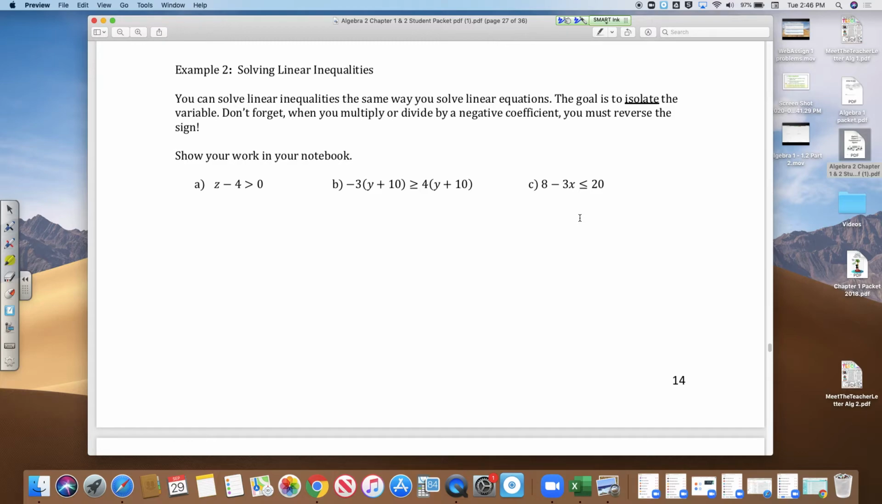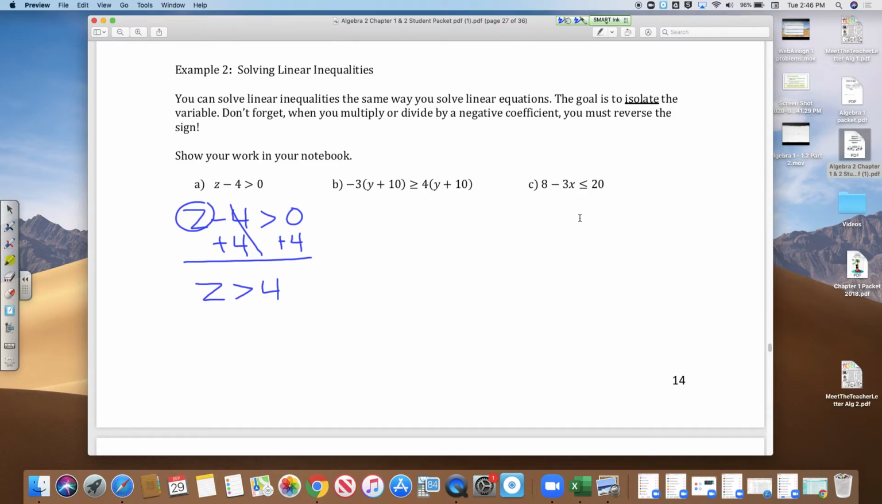So the first one, I'm just rewriting it, z minus 4 is greater than 0. If it's helpful for you to circle the variable you're solving for, do it. If it's not helpful, don't worry about it. I just have to undo what's happening, so the opposite of -4 is +4. So I'm going to add 4 to both sides, I get z is greater than 4. Your answers to inequalities will have a symbol like this. It won't be an equal sign, and for every inequality answer, you also need a graph.